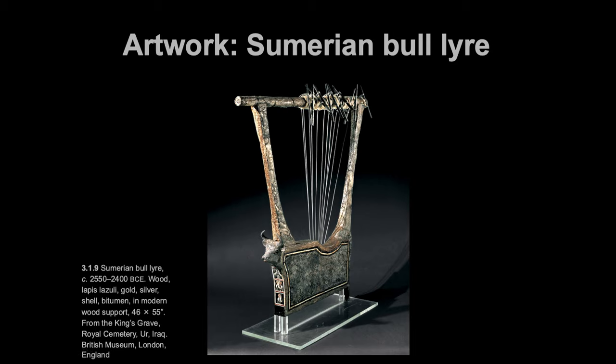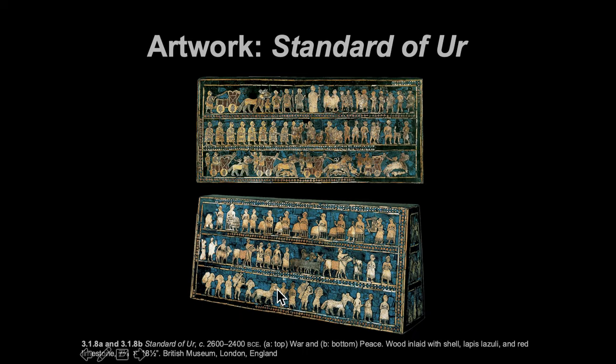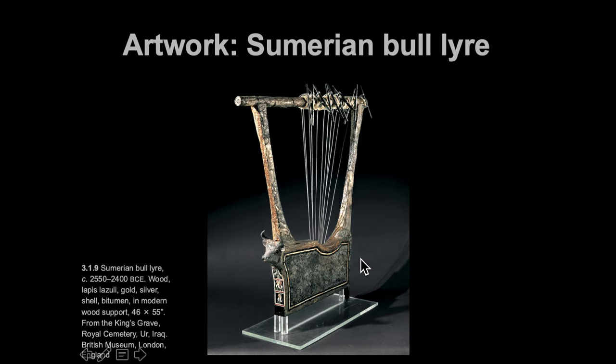So we have this 4,000 plus year old piece, and wood, lapis lazuli again. So that's blue stone, by the way. I'll back up here. That's what this blue stone is here, the lapis. Used in jewelry still today. Gold, silver, shell, bitumen, and this is a modern wood support. Now remember what I said about the Egyptians having their chair that survived that's almost this old. I don't know the year off the top of my head. We'll have to look into that.